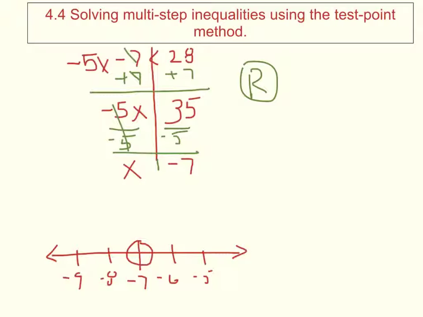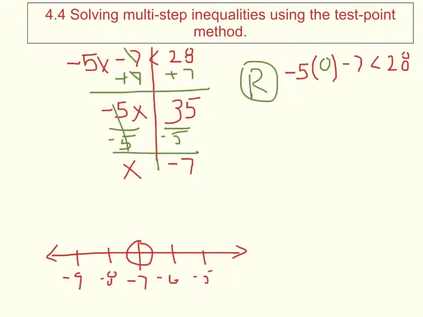point. And the way I use a test point is I plug it back in to my original inequality, and then I simplify it to see if it's true. So over here under my test point, I'm going to rewrite the original, negative 5, and wherever there is a variable, I'm going to put a set of parentheses. That tells me I need to plug something in there. Write the rest of it, negative 7 less than 28. And wherever those parentheses are, I'm going to plug in my test point.